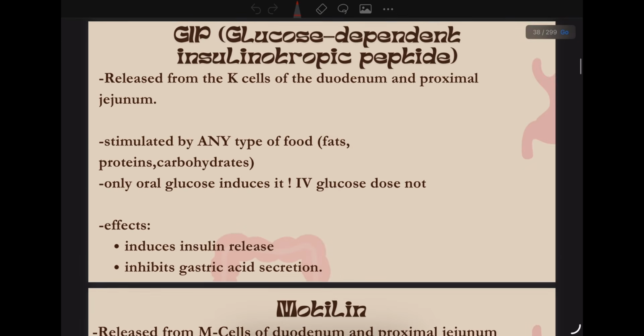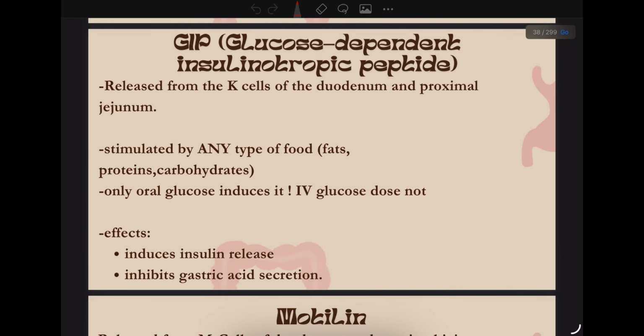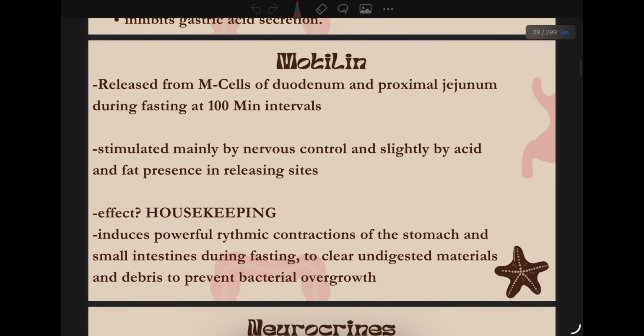Anyways, what is its effect? Induces insulin release. I mean, you kind of see it from the name, I guess. And inhibits gastric acid secretion. So far, everything inhibits other than gastrin. They are all working against gastrin. Motilin. Motilin is very different.